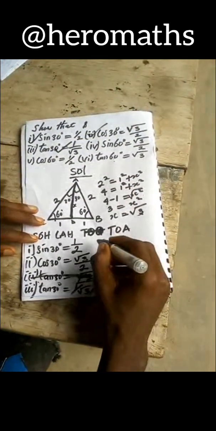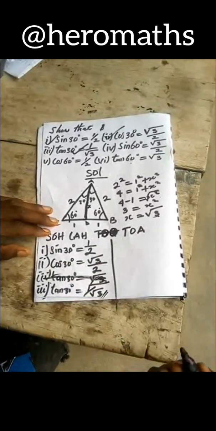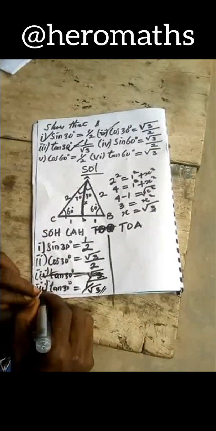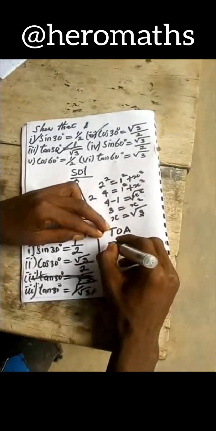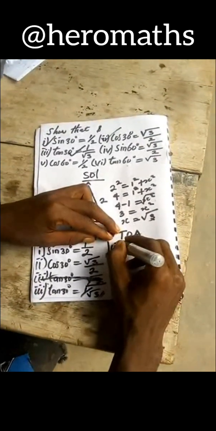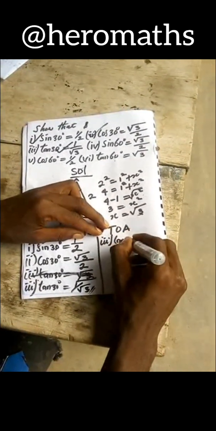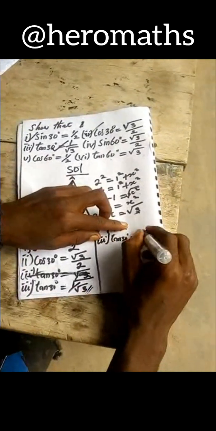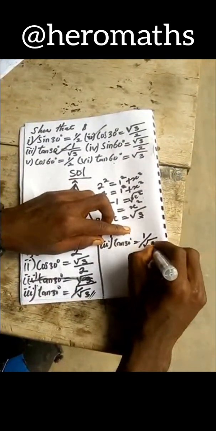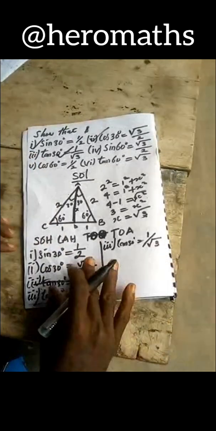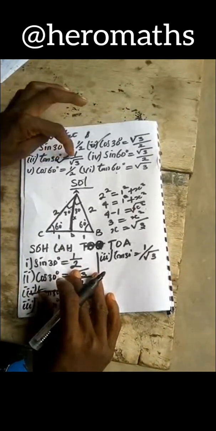Let us divide our paper. Okay, let me take this up so that it will be bold enough for anyone to see. There is the III. We say tan 30 degrees is equal to 1 divided by root of 3, which is this one, which is proven. Let us go to the IV.